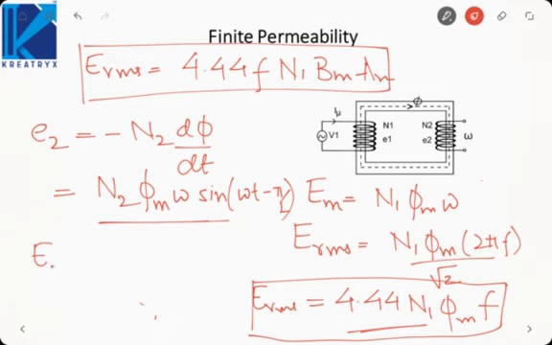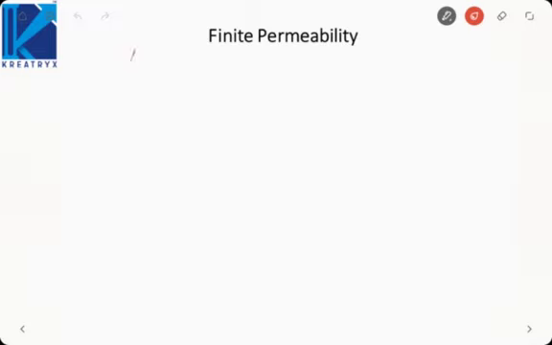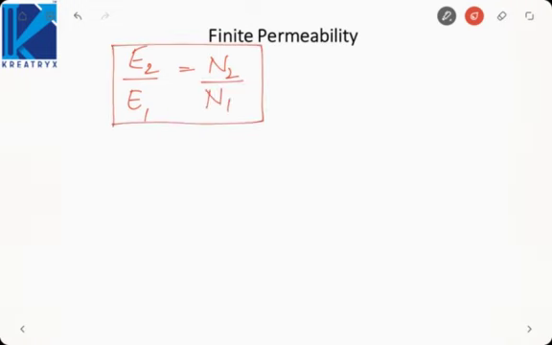So what we can write down, E2 RMS will be nothing but 4.44 F N2 phi m. Just remember, in the EMF expression between primary and secondary winding, the only thing that changes is the number of turns, because as per Lenz's law, EMF is directly proportional to the number of turns. So what I can say is E2 by E1 is equal to N2 by N1. The ratio of EMF induced in the primary and secondary winding is the same as the ratio of number of turns.